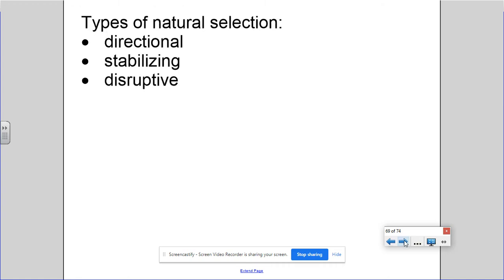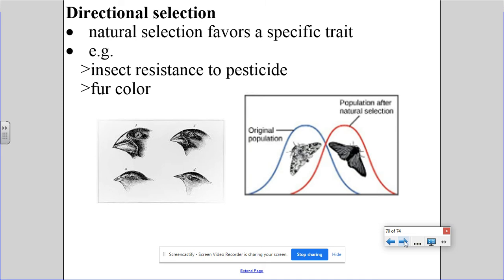Okay, there are three types of natural selection: directional, stabilizing, and disruptive. Let's look at each of these. Directional selection is natural selection that favors a specific trait. This would be a trait at one of the extremes. There are two examples we have here: insect resistance to a pesticide. So once a pesticide is applied, those that are resistant to the pesticide are the ones more likely to survive. Fur color or color of moths, as in this graph, would be another example.